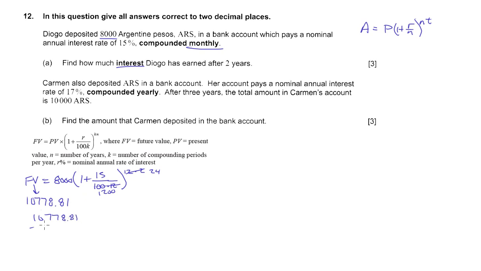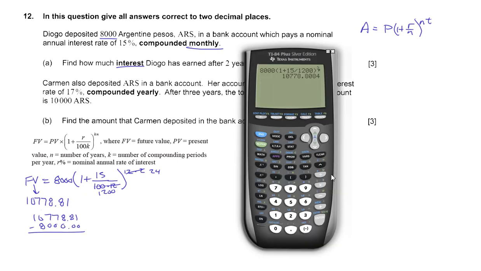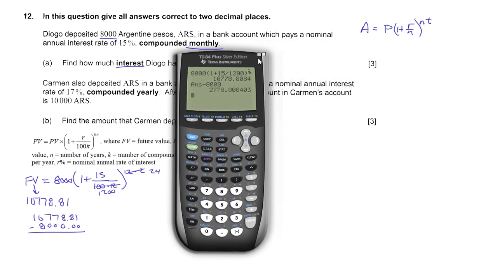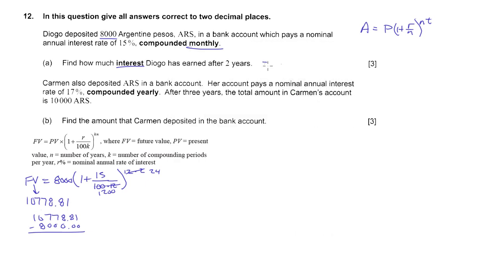10778.81, and subtract our original investment of $8,000, right? So take that minus 8,000, and we get that his interest is 2778.81. Equal 2778.81. 0.81 is his interest. Okay.